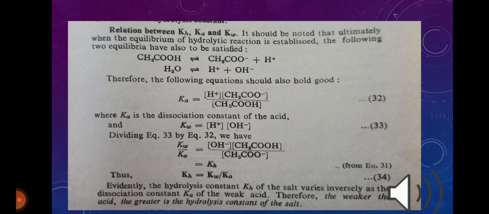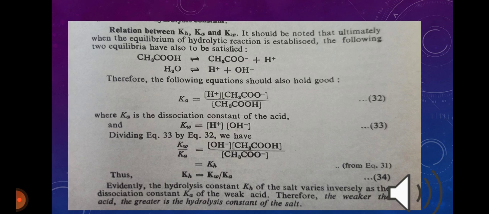The following equation you can write: K alpha is the dissociation constant, K alpha is equal to concentration of H plus into concentration of acetate ion divided by concentration of acetic acid. Consider it as equation 32, where K alpha is the dissociation constant of the acid. And KW is equal to concentration of H plus into concentration of OH minus. KW is the dissociation constant for water. Consider it as equation 33.